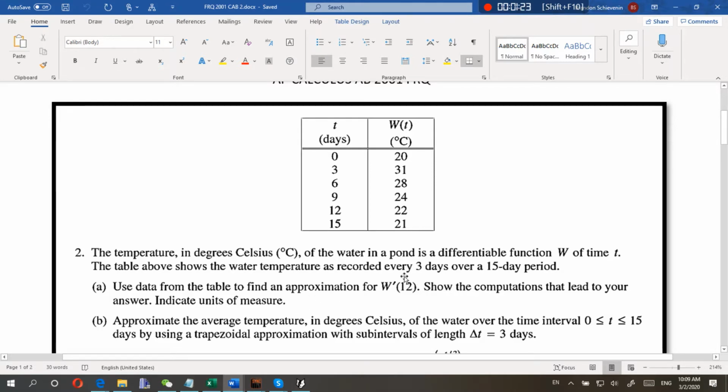Okay, so how can I figure out the derivative of W at 12 if we don't have a function of W, if we just have this tabular data?